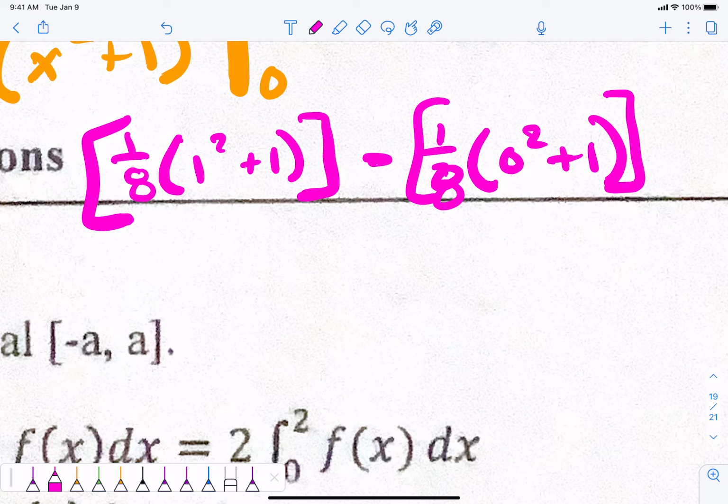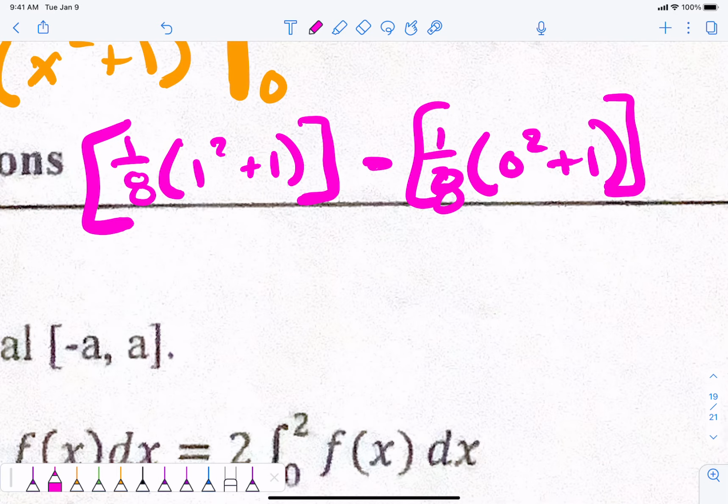So 9 eighths minus 1/8, so it's 1. No, no. Okay, what's 1 squared plus 1? 1 squared is 1, plus 1 is 2.